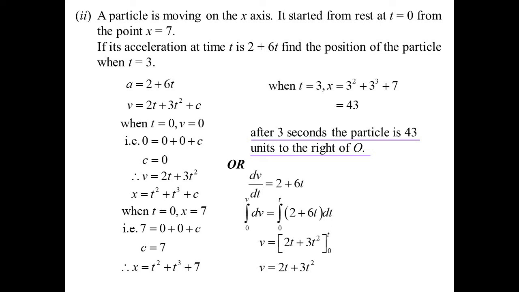So let's now solve the problem, and this is where it really becomes useful. Instead of calling velocity v, now I'm going to call it dx dt. I'm going to use the same idea, separate the variables. But notice here, yes, at the bottom, I've gone when t is 0, x is 7. But at the top, I'm saying I want to know what x is when t equals 3. When I sub into this, it's going to give me the answer straight away.